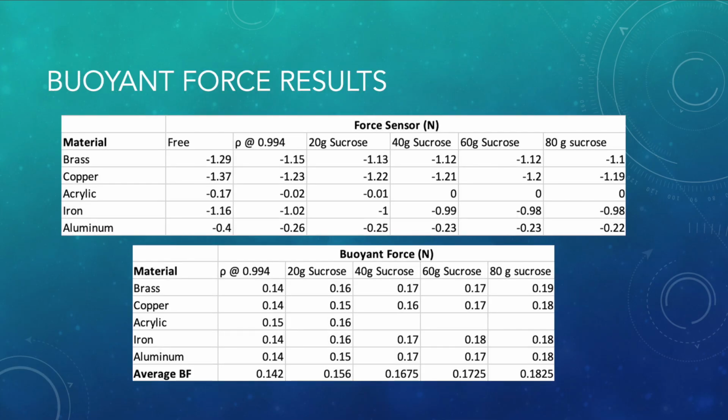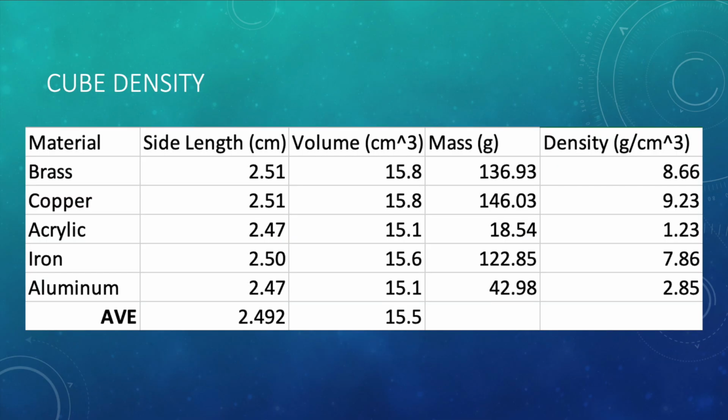Here are our results for the buoyant force. Again, buoyant force was found by subtracting the measured force from the initial force taken when the mass was not submerged in anything. The average buoyant force of each density was calculated as well to be used for graphical analysis. The side length of each cube was used to determine its volume. Using this volume and the recorded mass, the density of each cube can be calculated using rho equals m over v.